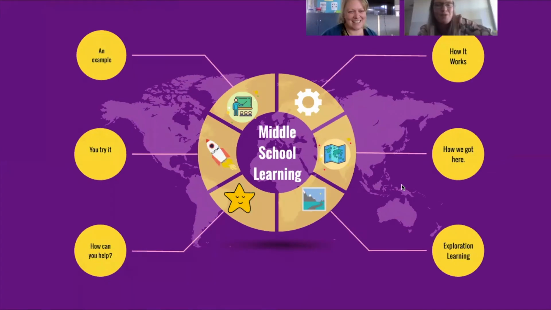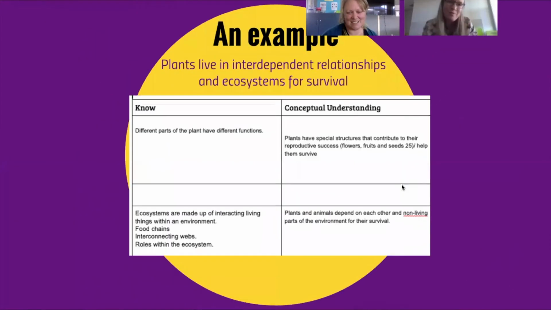Okay. Well, this is just a little short bubble, but if we just pop into an example, so we had the big understanding, and then we break it into what we want them to know and what we want them to understand, and then from this we come up with a whole lot of different ideas. So for example, if we want them to know that different parts of the plant have different functions, we also want them to understand that plants have special structures that contribute to their reproductive success, so flowers, fruits and seed, and they help them survive.